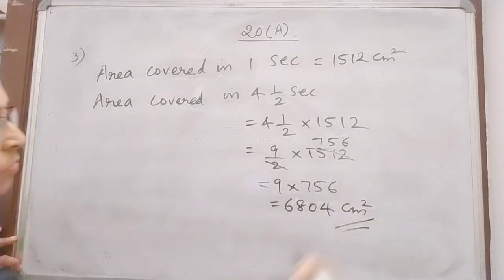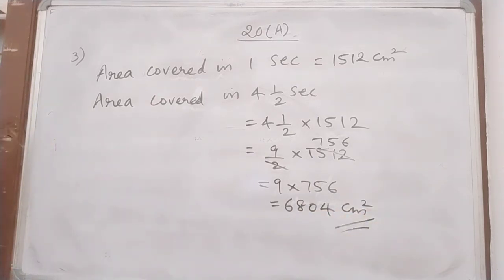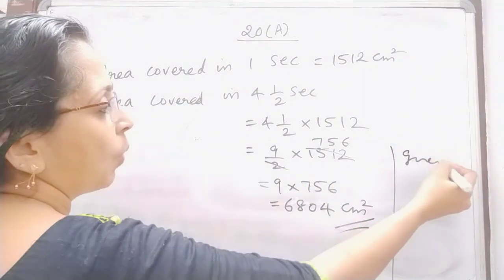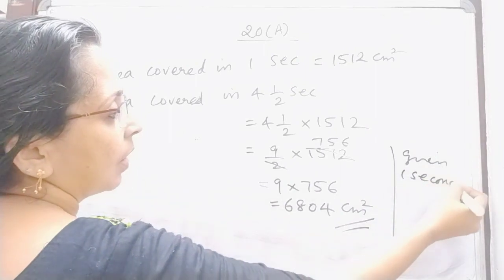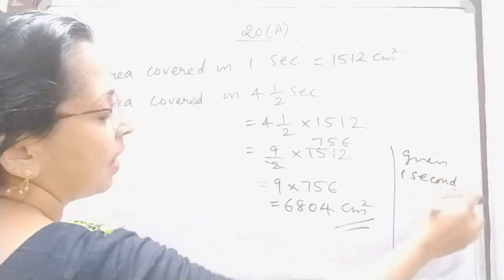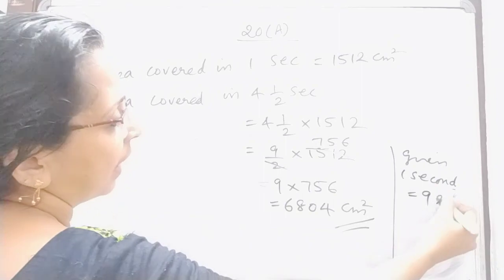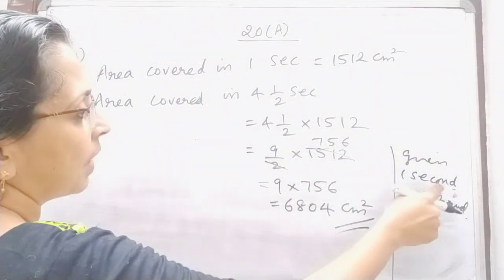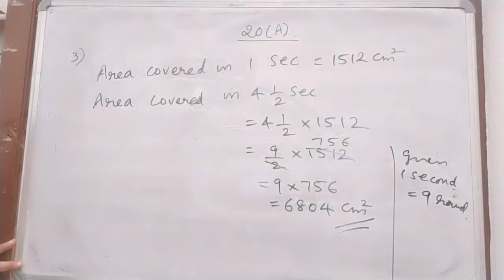centimeter square. In your working column, if needed, you can write: given 1 second, how many rounds are completing? 9 rounds. So that's why instead of 9 rounds we can write in seconds as 1 second.